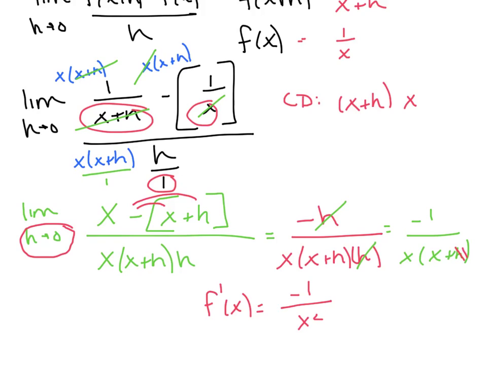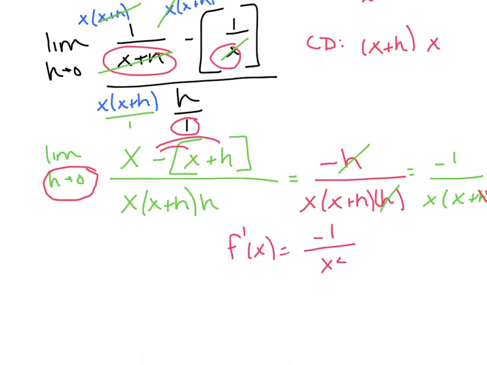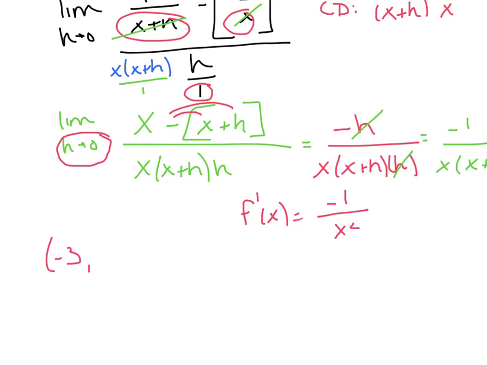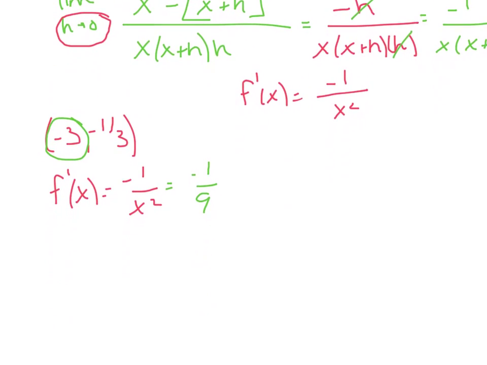Now, the whole point was to write the equation of the tangent line. And if I scroll back up, my slope was -3, comma -1/3. And now I have my slope. My slope is -1 over x squared. Now I can't plug a function in. I want the slope when the x value is -3. So I get -1 over 9. Remember, we know the x value. So as I put this all together, I should have y plus 1/3 equals -1/9 times x plus 3.